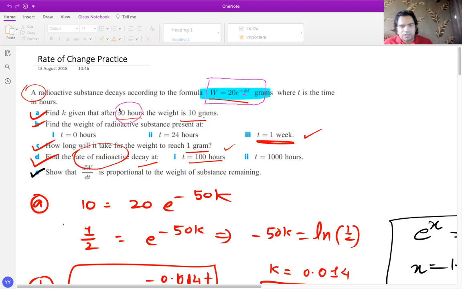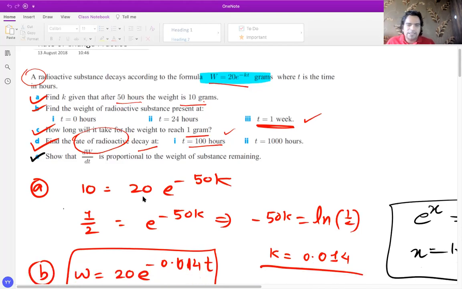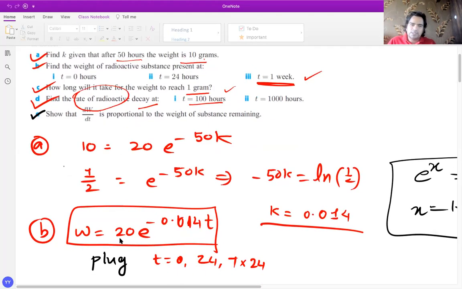They have given that after 50 hours, the weight was 10 grams. So basically when t is 50, W was 10 grams. Using that, we can find the k value. Plug W as 10 and t as 50, and you solve for k, which comes to be 0.014. So that's your first part.